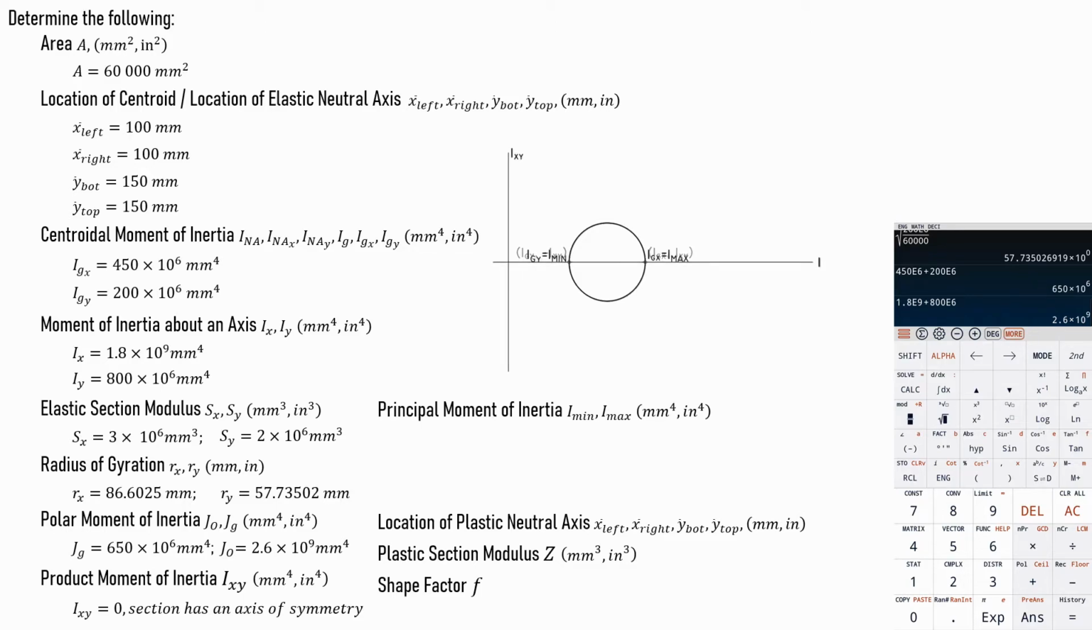Tapos makikita natin na yung minimum value ay yung IGY, tapos yung maximum value sa Mohr circle ay yung IGX. So therefore, minimum na moment of inertia ay yung IGY na 200 times 10 raised to 6, tapos yung maximum naman IGX na 450 times 10 raised to 6.